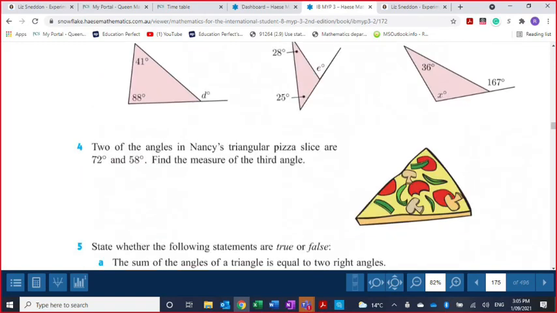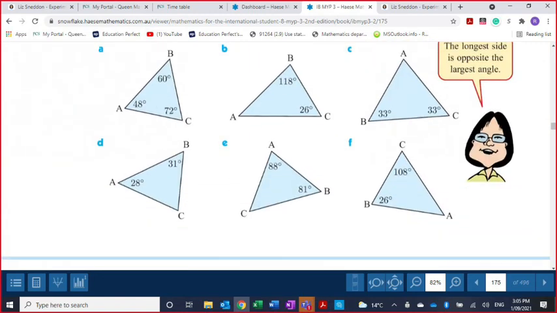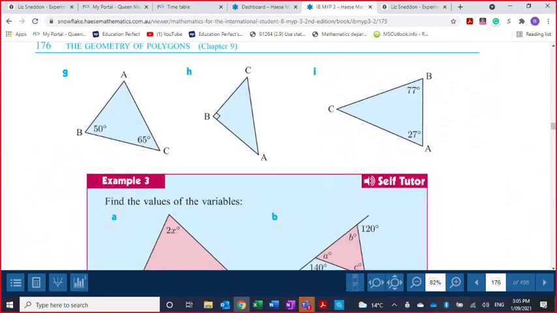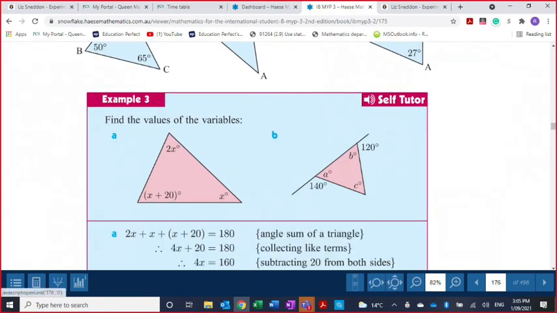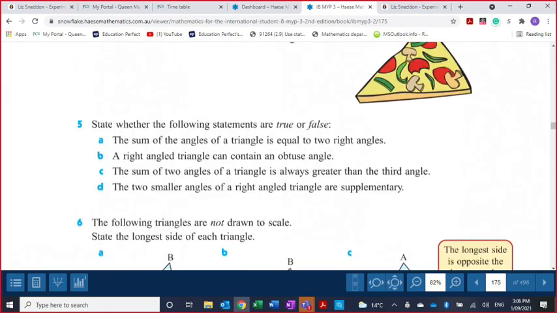Okay, and here they're going to give you some statements using real life situations. Okay. The following triangles are not drawn to scale. State the longest side. Well, the biggest angle is 118, so the longest side is side AC. That line AC. Okay. What else did they do to you? Okay. Just some more bigger ones. We're not going to get to those. We'll come back to those, but we'll do the rest of these.